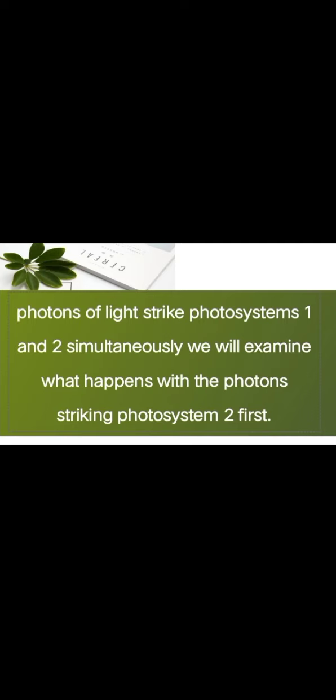Photons of light strike photosystem 1 and photosystem 2 simultaneously. We will examine what happens with the photons striking photosystem 2 first. The energized electrons are passed from the reaction center of photosystem 2 to an electron transport chain. The electrons lost by photosystem 2 are replaced by a process called photolysis, which involves oxidation of water molecules, producing free electrons and oxygen gas.